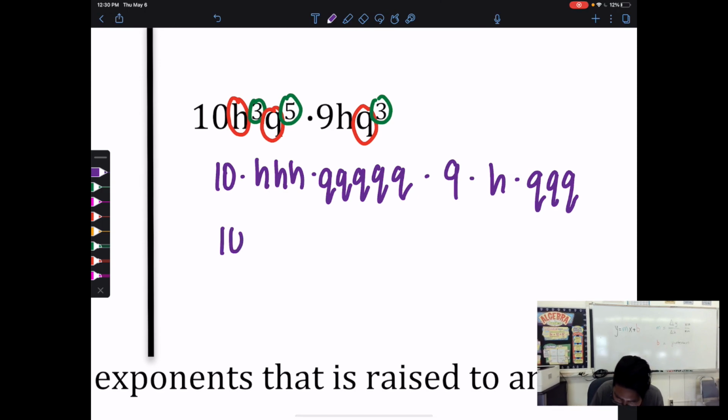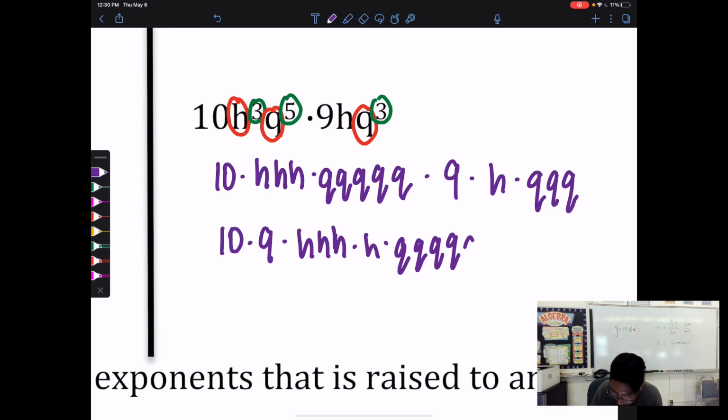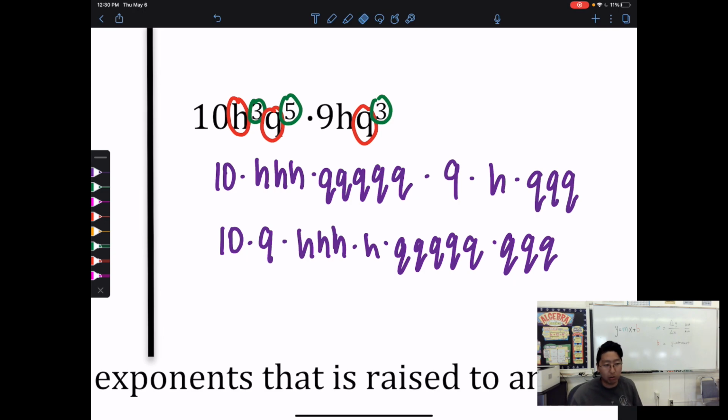So let's put the numbers first, then the letters. These are h's, 3, 4, 5, 1, 2, 3. Now, I had a student in the class that I have right now ask, does it matter if I put the q's first or the h's first? We want to go in alphabetical order. H comes before Q in the alphabet, so we're going to put the h's first. If you can try your best to put them in alphabetical order, that'd be great.